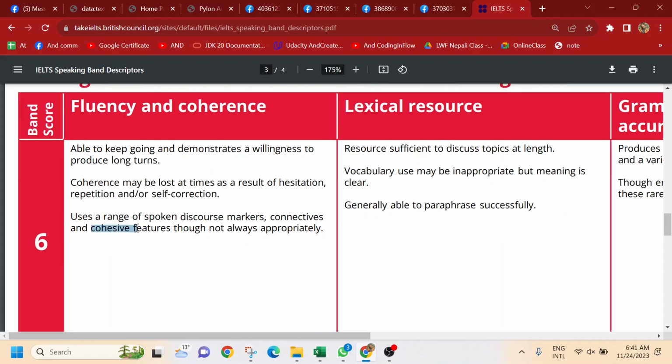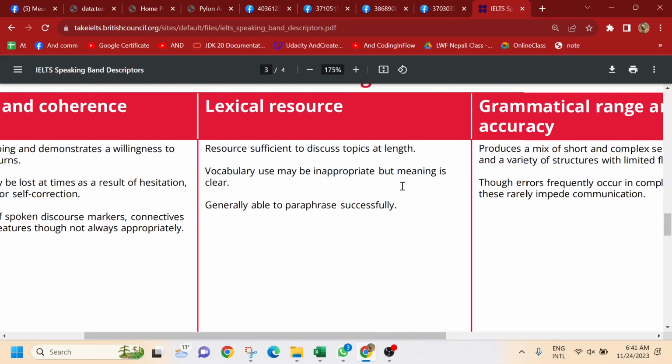Next, you can see cohesive features. Cohesive means how you link your different speaking structures. Whenever you are speaking at full length, of course, you need to link your ideas. So this is why. Furthermore, same as moreover. So this brings me to. These are the examples for you to go through for the cohesive features.